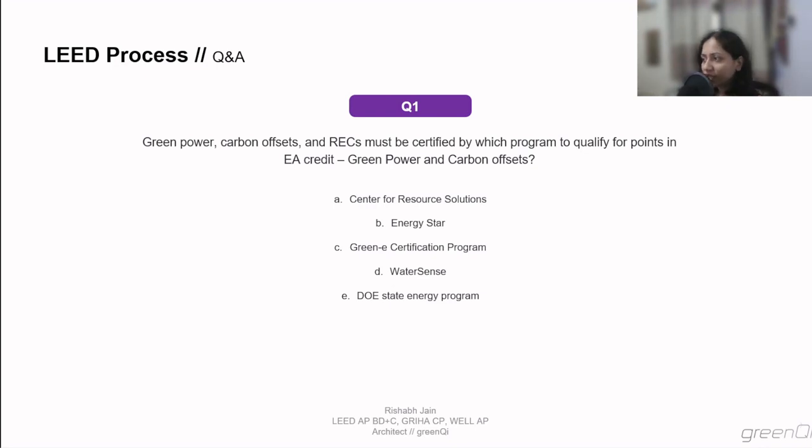The first question is, green power, carbon offsets and RECs must be certified by which program to qualify for points in the EA category, green power and carbon offsets? A. Center for Resource Solutions, B. Energy Star, C. Green-e certification program, D. WaterSense, and E. DOE State Energy Program. You can pause and check what you think the right answer is. The right answer is Green-e certification program. We had just discussed this in the summary as well.